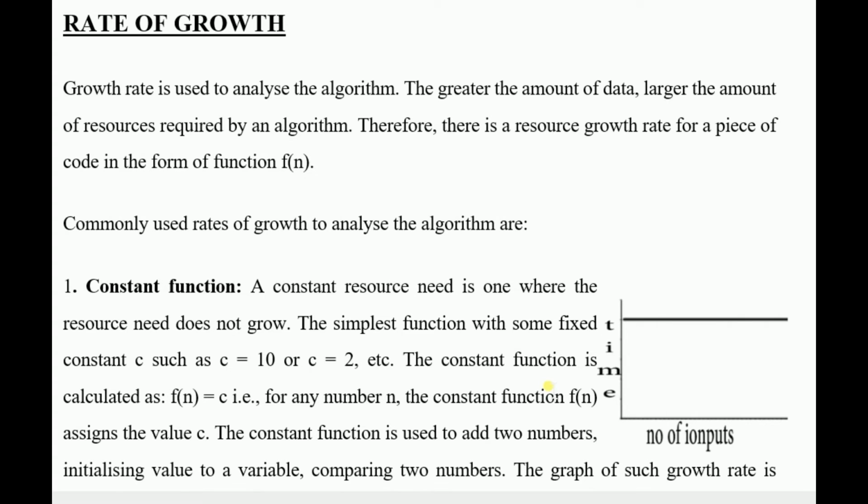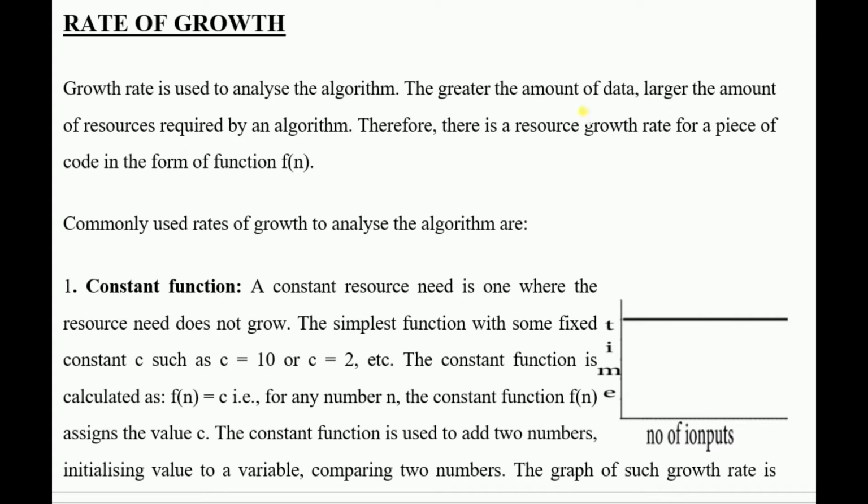Dear students, in the last class, we have seen how to analyze the algorithm and which are the methods. As you already know, there will be space complexity and time complexity, and there will be three types of methods to analyze. Now, today we will see growth rate, or rate of growth. This is another concept which is used to analyze the algorithm.